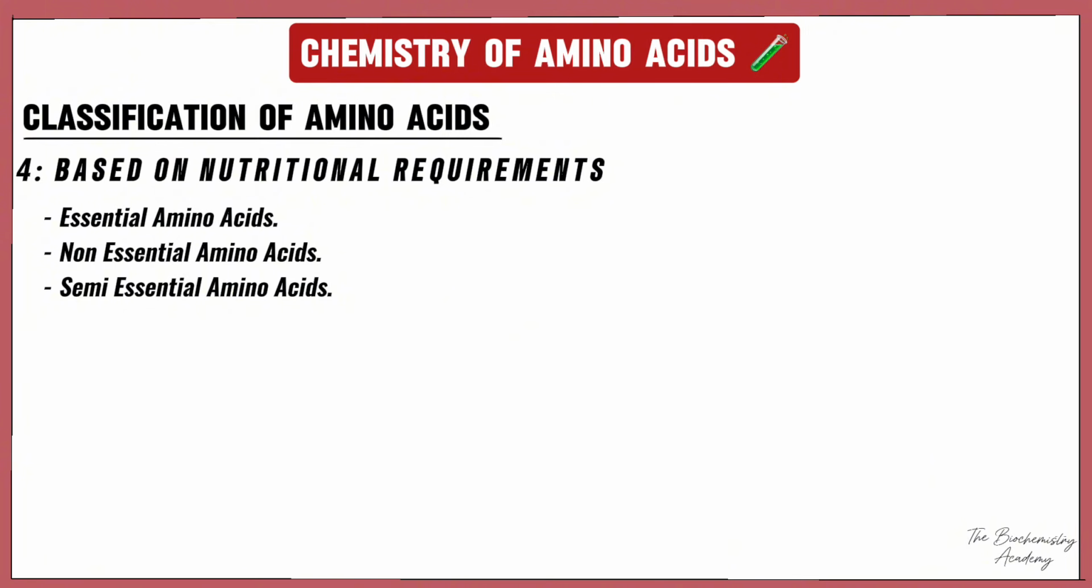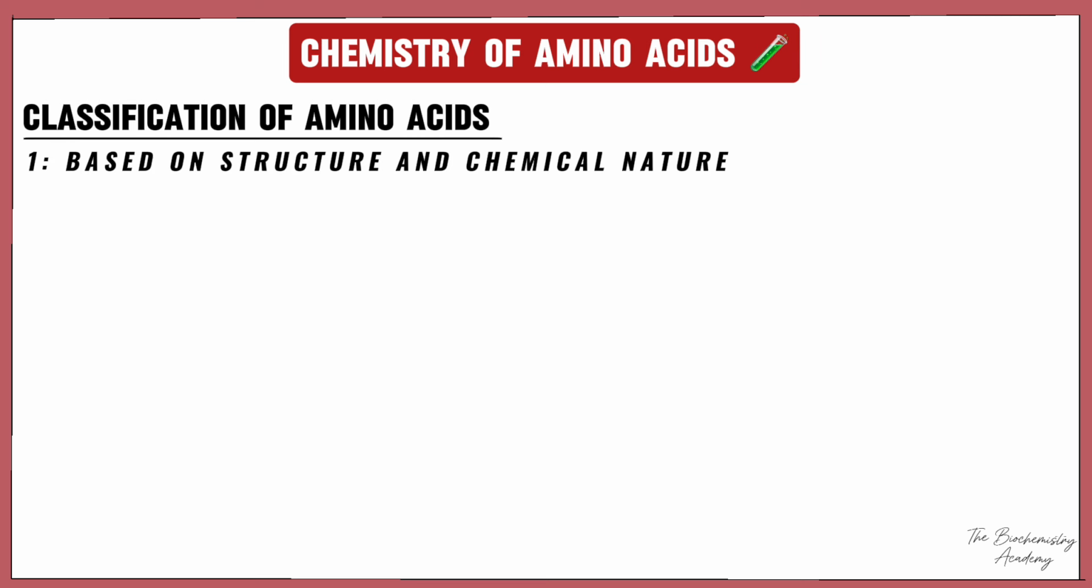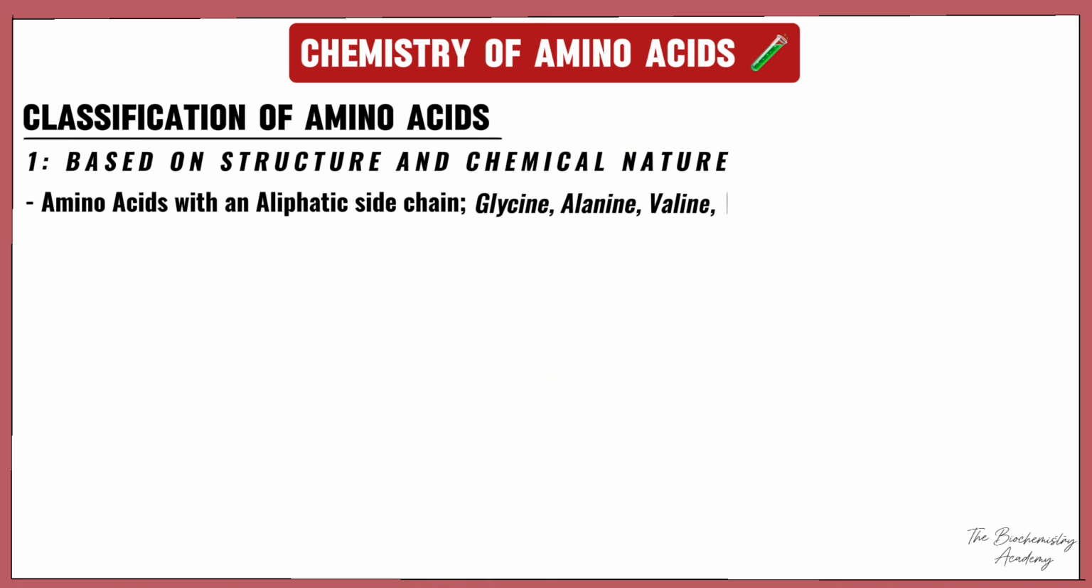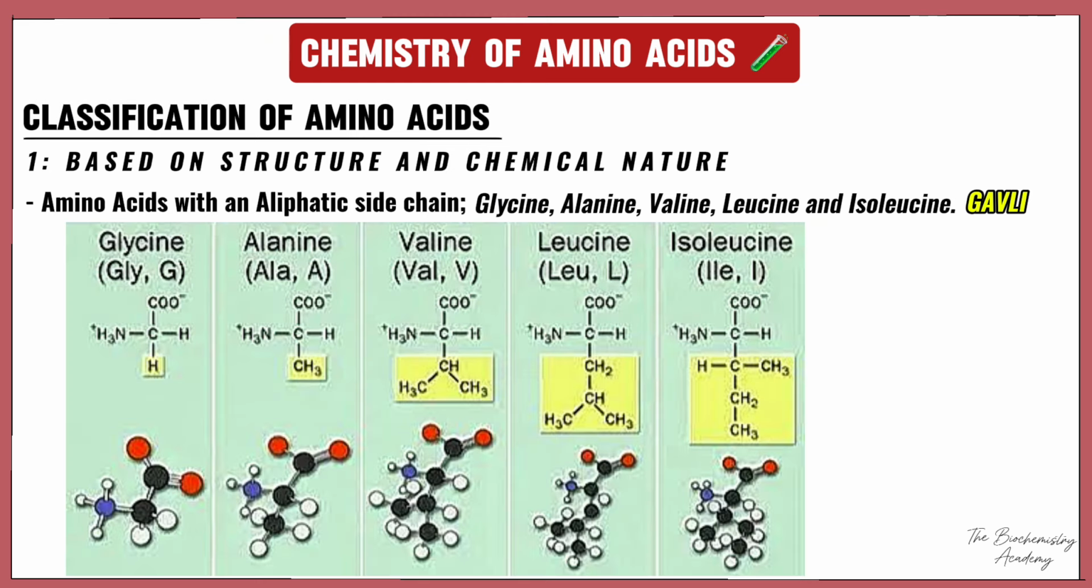Now, we are going to look at the first classification, which is based on its structure and chemical nature. The first one includes amino acids with an aliphatic side chain. There are 5 amino acids in this group, which are glycine, alanine, valine, leucine, and isoleucine. I have seen students create a mnemonic like GAVLI, and each of the amino acids has its abbreviation. We can see it in our structure here.